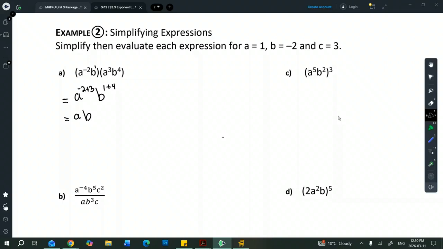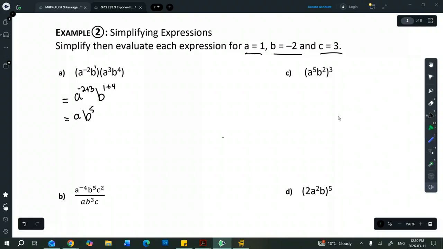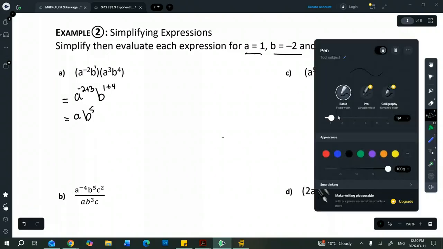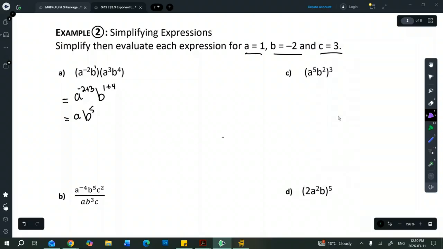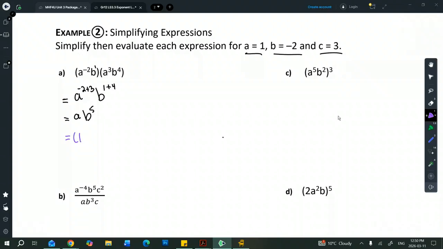Yeah, perfect. Okay, and then this question tells us A equals 1, B equals negative 2, and C equals 3, and it wants us to evaluate after we've simplified. So we're just going to plug those values in for A and B. This one doesn't have a C, so we have 1 and then -2 to the 5.